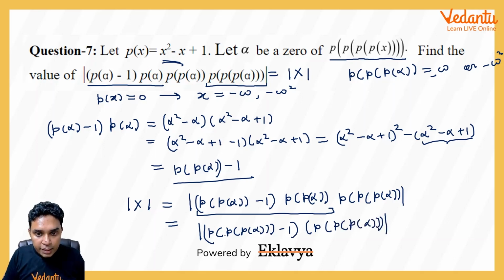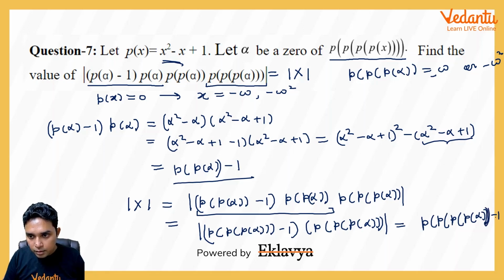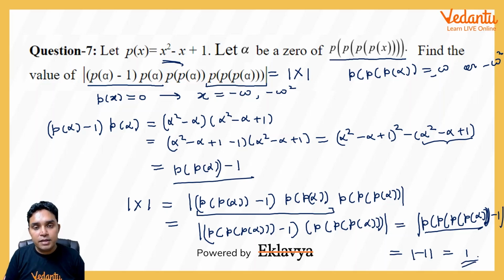Okay, so 3 times p alpha minus 1 into 3 times p alpha, I think this will become just 4 times p, 1, 2, 3, 4 times alpha minus 1. And because alpha is the root of this thing, this will become 0, and hence we get this as minus 1, mod will be equal to 1. So this is how this question can be solved.